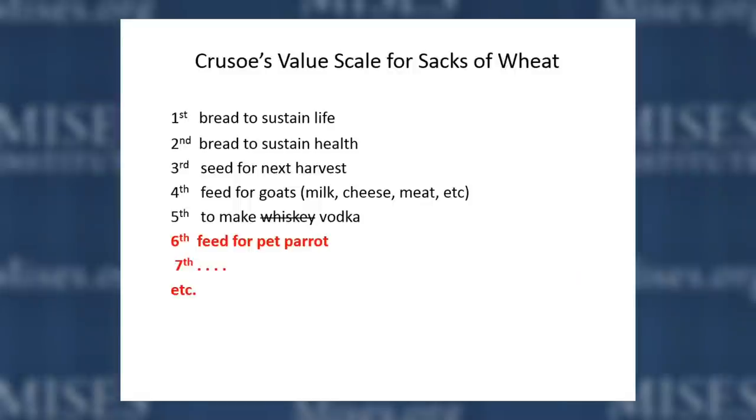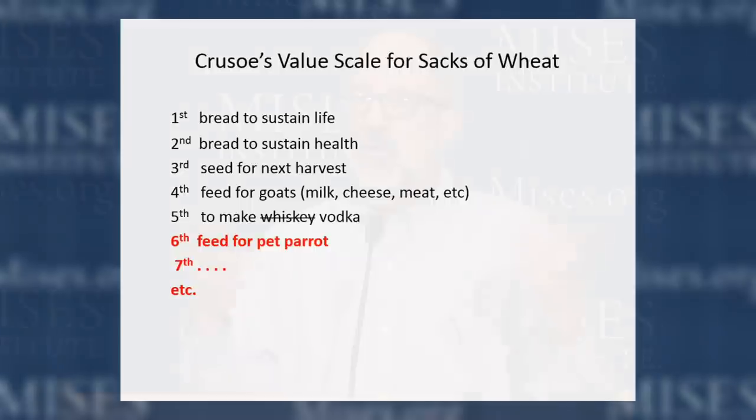The value has gone up. Because notice, now if he loses one of those four, what happens? He has to give up a greater satisfaction. He has to give up the milk, the cheese, the goat meat, and so on. Right? So the lower the supply of units of the good, the higher its marginal utility, the more important it is to him.